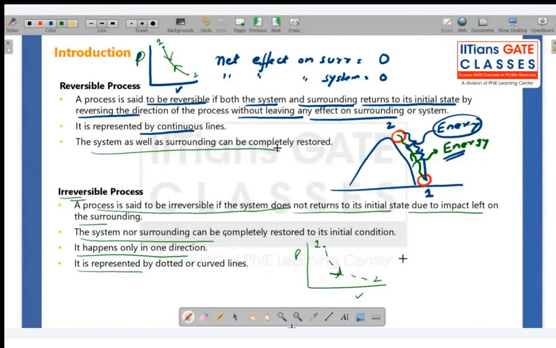Amit, in a reversible process, we can say that there is no loss of energy of system and surrounding as well. That is the reason. Both the system and surrounding are restored. Whatever surrounding absorbed, it gave back. Whatever system absorbed, it gave back.